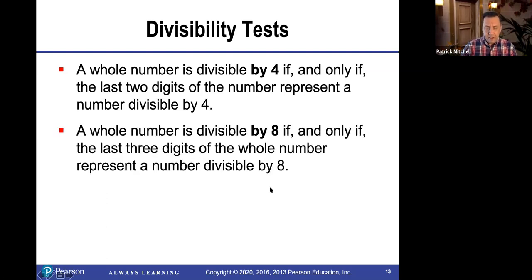All right, and then there's a similar test for 8. It goes by the last 3 digits. A whole number is divisible by 8 if and only if the last 3 digits of the whole number represent a number divisible by 8. So take the number 1,674,800. Because that number ends in 800, that number is divisible by 8.